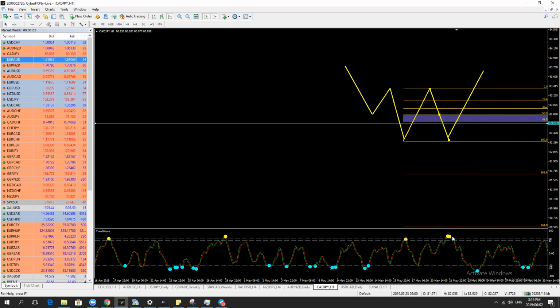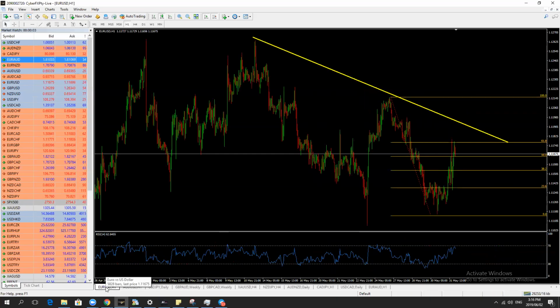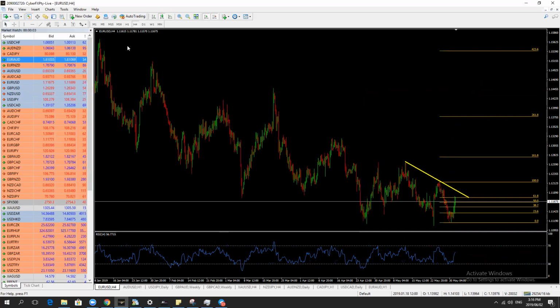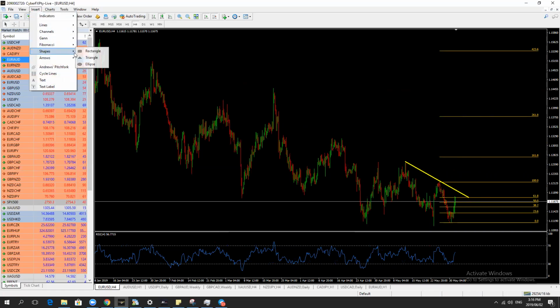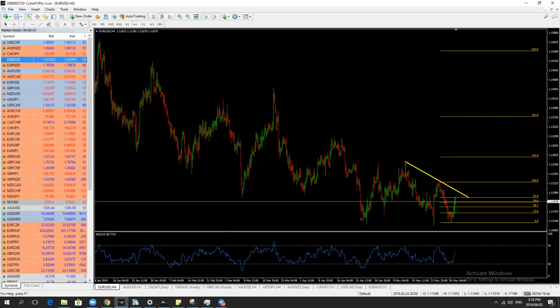Okay, so going to charts. Here I have Euro USD. It's been on a downtrend, right? You can see it's been on a downtrend. Cool. Okay, we do expect a reversal at some point because it's been going down for a while. Probably this is a double bottom there.